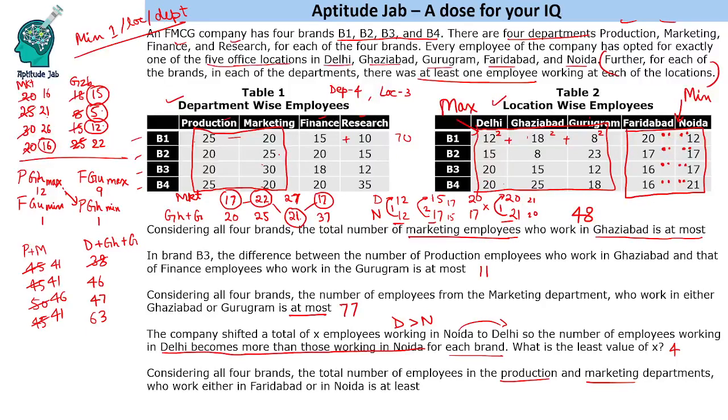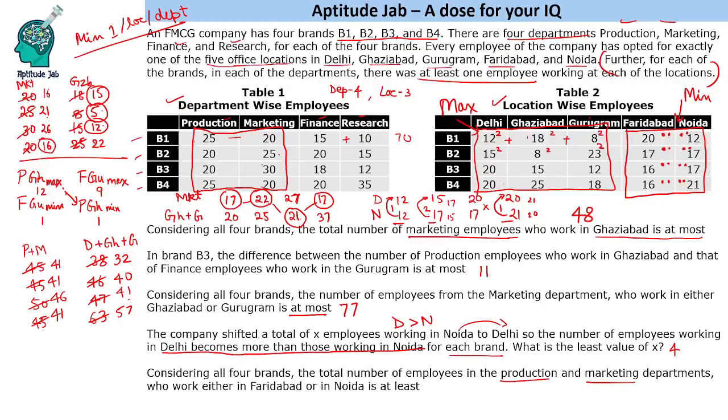So maximum we have 32 slots available. So these are the number of employees that can be assigned. These are the employees that can be put in these locations. So location wise and department wise. Similarly, in brand 2 we will give at least two employees of finance and research in each. So we can have 40, we can have 41, and we can have 57 employees.